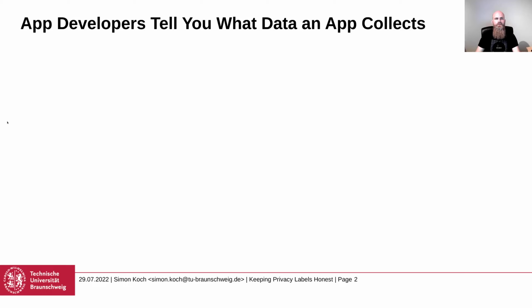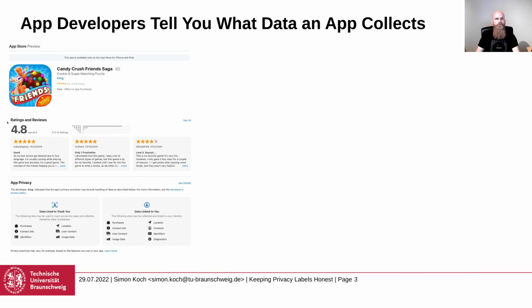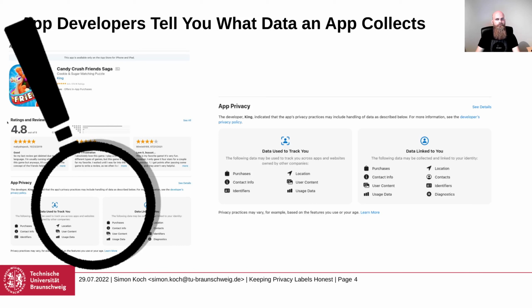At the end of 2020, Apple introduced privacy labels. Privacy labels are a self-declaration by app developers concerning the data an app collects while you, as the user, are using the app. If you have a look at the App Store page of an app, here, as an example, the App Store page of Candy Crush, you see below the ratings and reviews a section called App Privacy. The App Privacy section visualizes the data declared in the privacy label by the app developer.